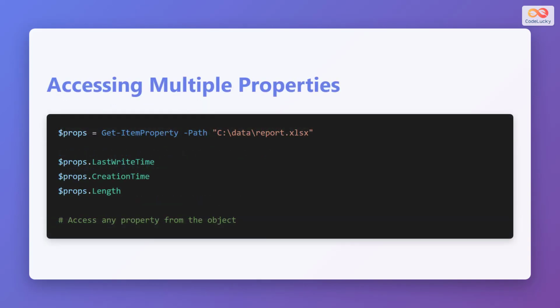You can access multiple properties from the same file by storing the Get-ItemProperty result in a variable. For example, $props = Get-ItemProperty -Path c:\data\report.xlsx. Then you can access any property you need: $props.LastWriteTime, $props.CreationTime, and $props.Length. This approach is efficient because you query the file once and can then access any property from that stored object.